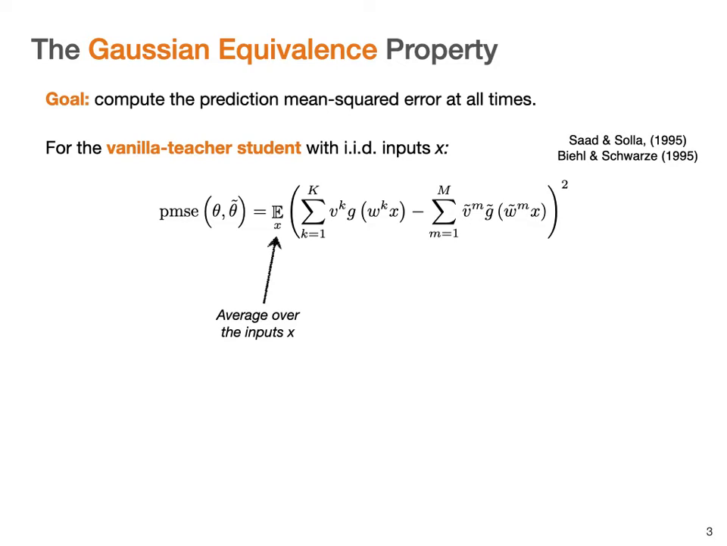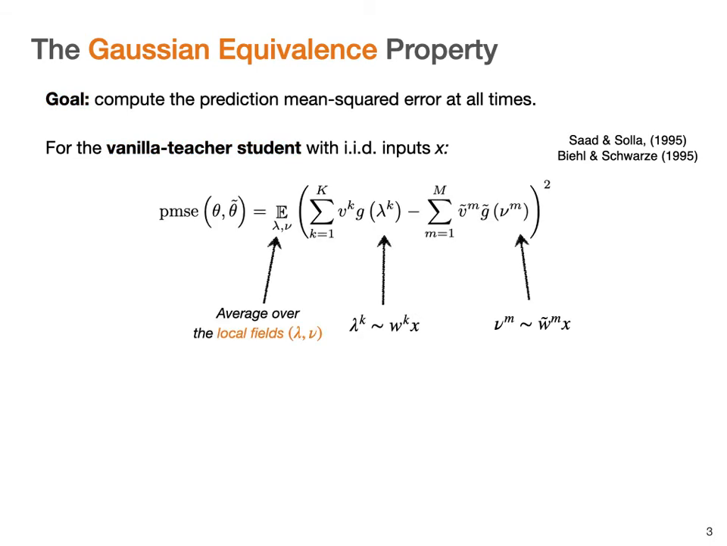Now, to do that average, one useful thing to note is that the input actually only intervenes as a dot product with the first layer weights of the student and the teacher. We're going to call these dot products the local fields or pre-activations, lambda and nu. Now, because the inputs only enter this expression via these local fields, we can replace the high dimensional average over x with a lower dimensional average over the lambda and the nu variables. And this is a lower dimensional average because we look at this problem in the limit where the input dimension goes to infinity, but we keep the number of neurons in the hidden layer of both the teacher and the student of order 1.